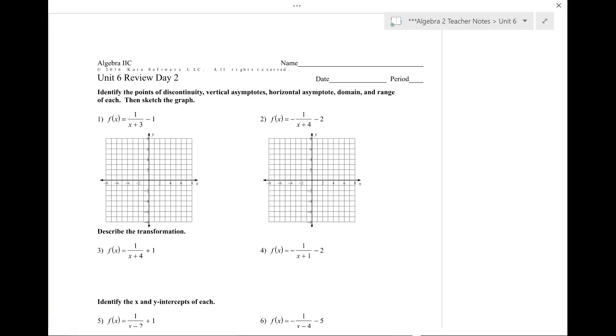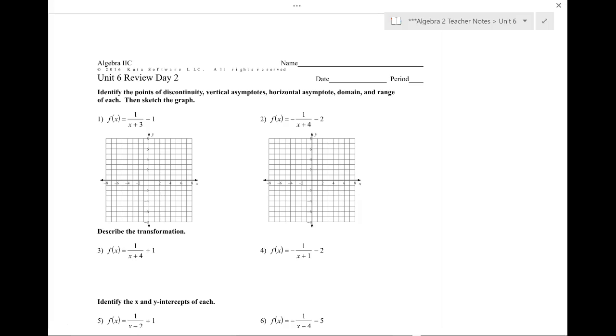Hey Algebra 2, we are getting ready for Unit 6, our test coming up next Wednesday, and we're going to go through the Unit 6 review on rational functions. What I would recommend you do is have your notes along to accompany you as we go through this, because that will be very helpful in figuring out what you need to do. All right, so let's get started.